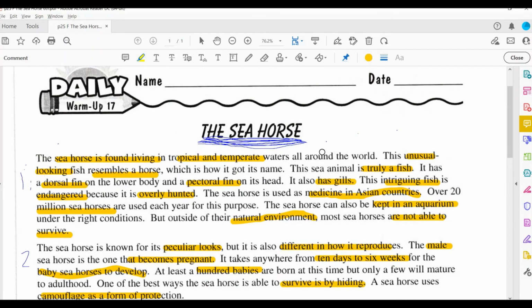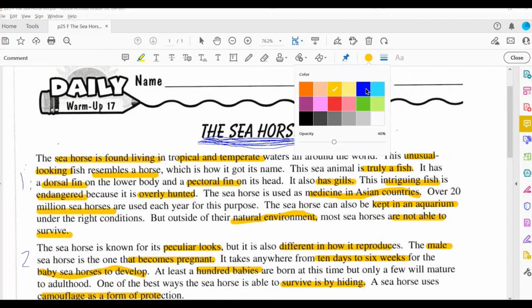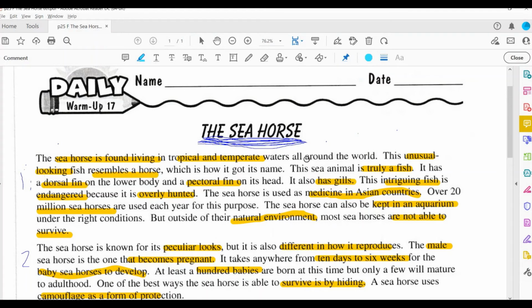So going back to the first paragraph, temperate. I'm going to change my color here. I'm going to find that word temperate. Where are you? It's telling me it's in the first paragraph.